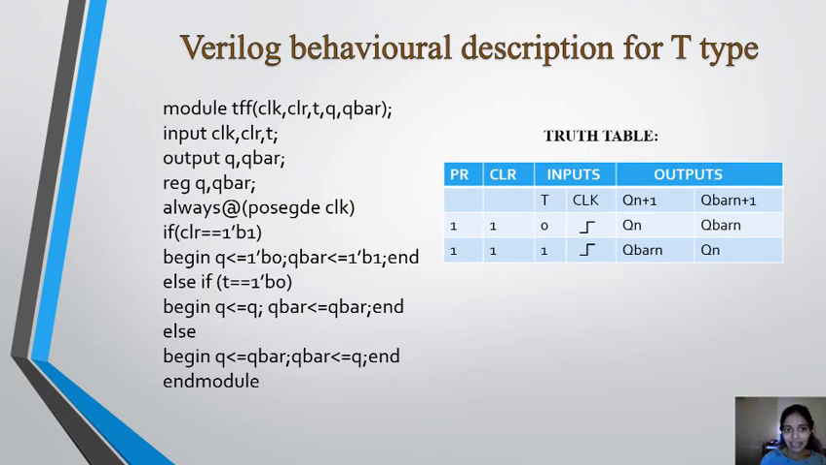The last is Verilog behavior description for T type. Here we have given the module name TFF and inputs clock, clear and T, and the outputs are Q and Q bar, ending with a semicolon, and then the sequential statement is declared. And then here we are using the if format, as we know that the execution of the if format is controlled by the Boolean expression. So after the if format, we are terminating this module by endmodule.